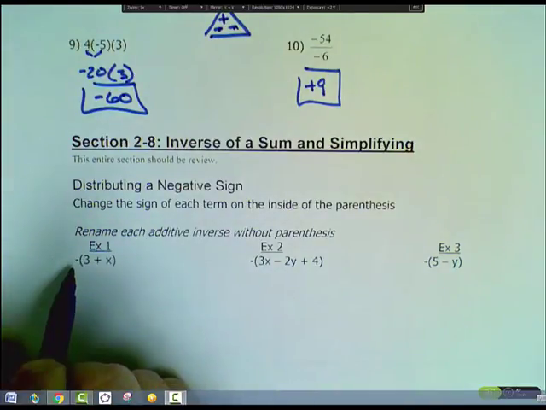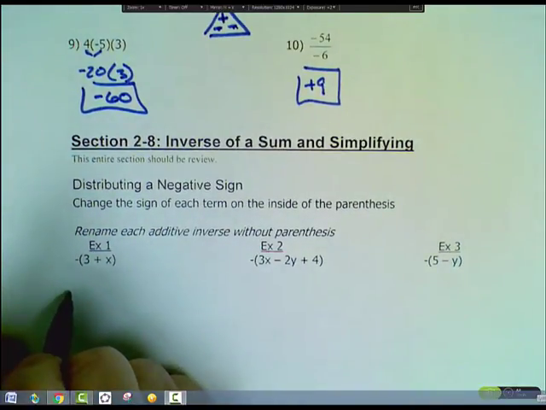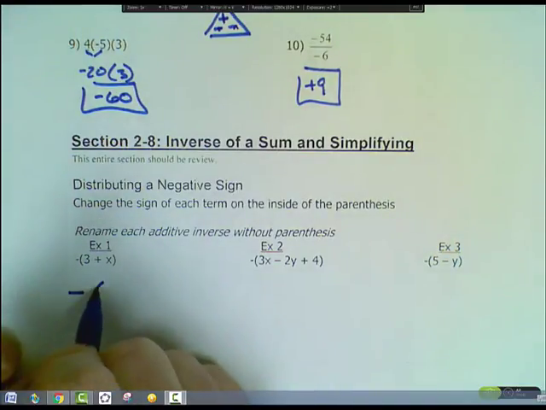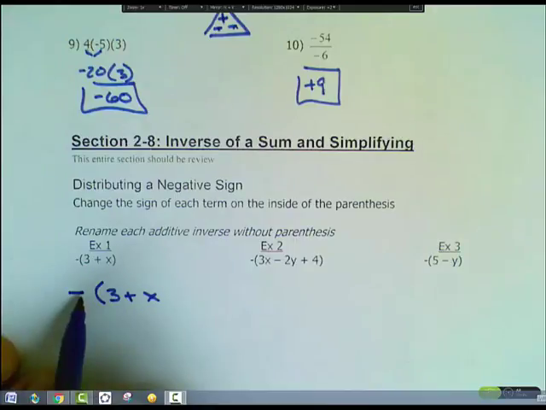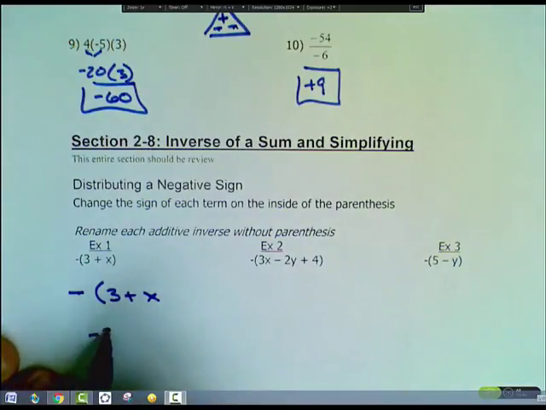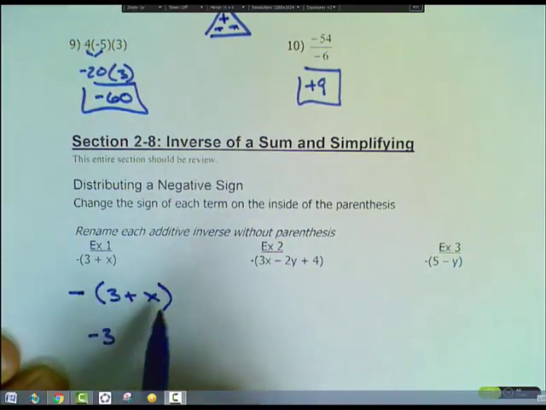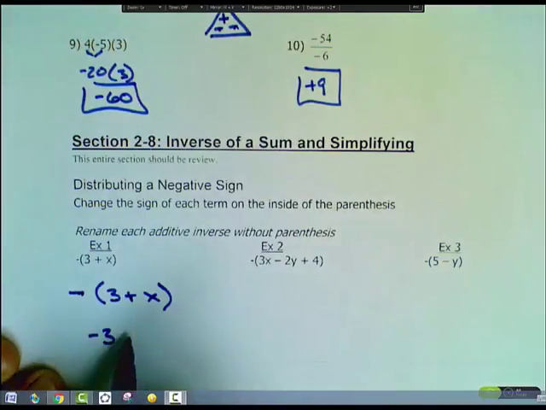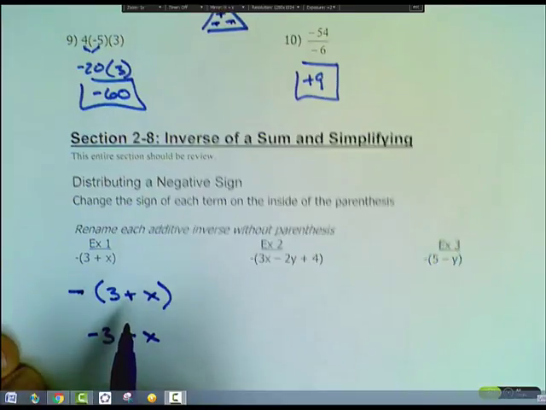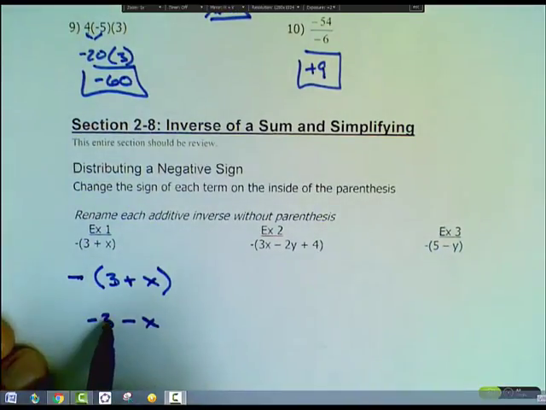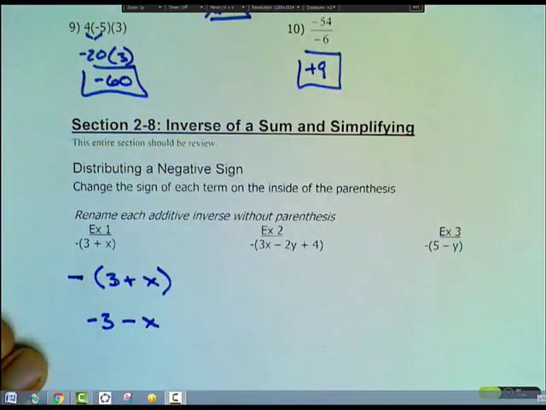Okay. So what the problem is stating is we're taking the opposite of 3 plus x. So we would say the opposite of 3 is negative 3. The opposite of positive x is negative x. So when I say opposite, what you're doing is you're changing the signs. The positive 3 becomes negative 3, the positive x becomes negative x.